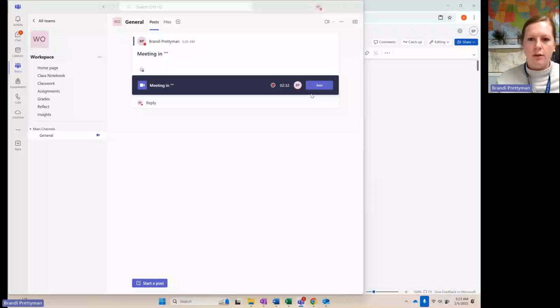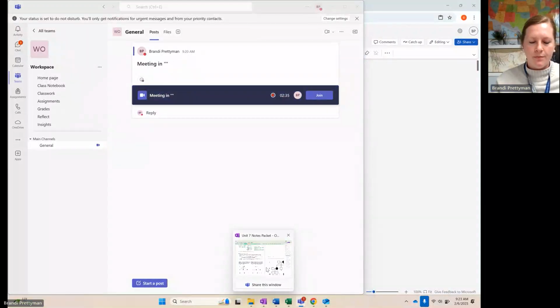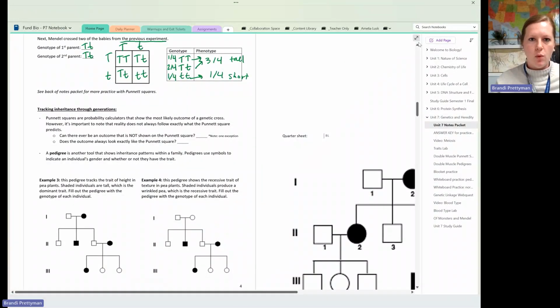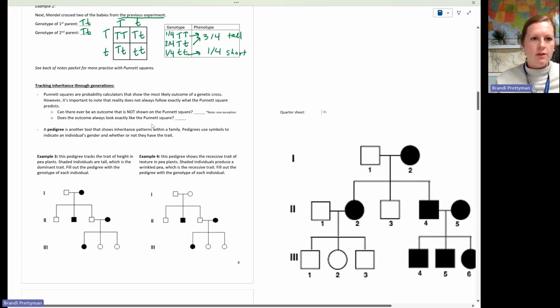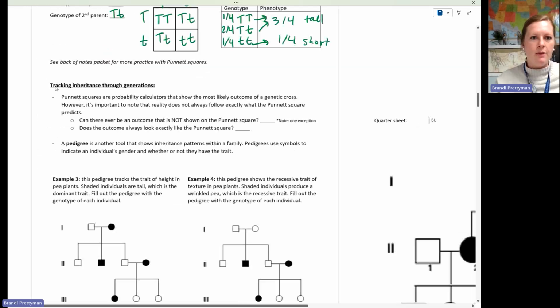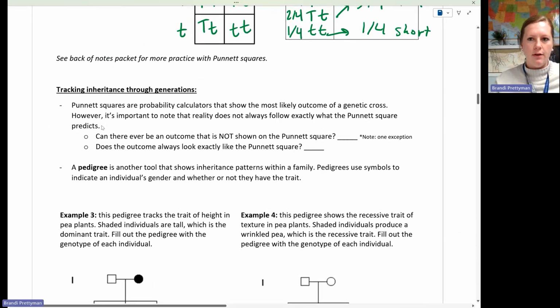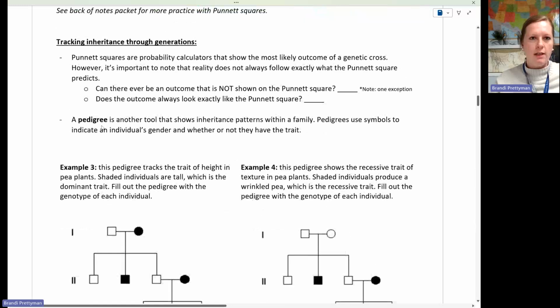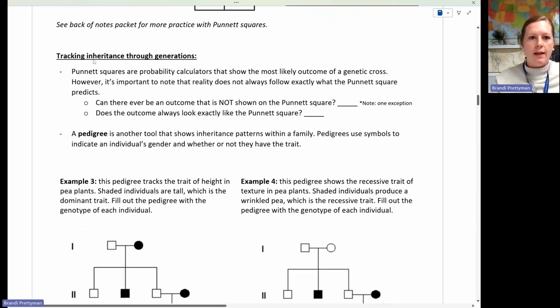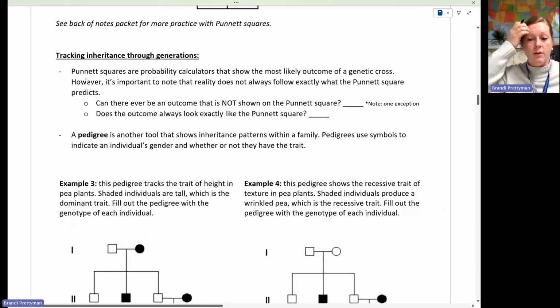Let me pull up my screen so I can go along with you. Let me share my screen real quick. We're going to be on page 4. First, we're just going to go through this little spot in the notes packet together. And then after we finish this little page right here, you're going to get a worksheet that gives you a lot more practice on pedigrees, and you'll work through that with me as well.